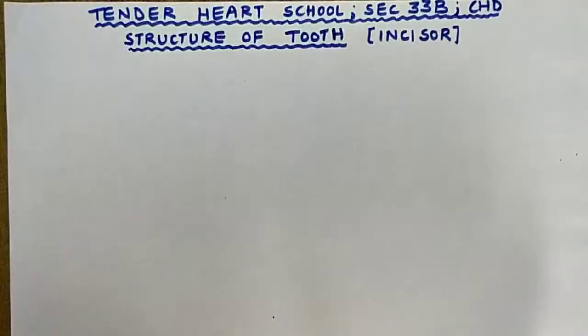Good morning, students. Today we will learn to draw the structure of mammalian tooth. Internal structure of mammalian tooth. We will draw an incisor today. So let us start.